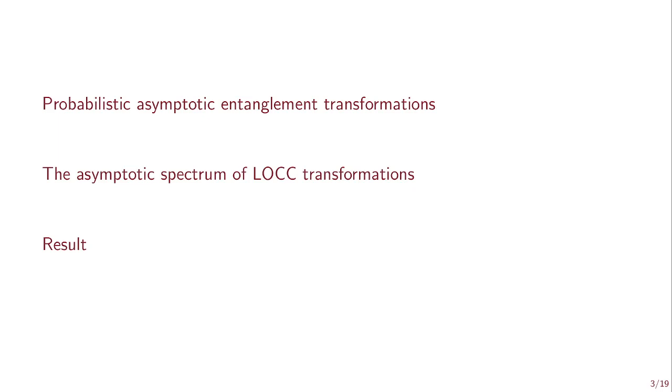So I'll be talking about probabilistic entanglement transformations, and these will be the kinds of transformations that can be bounded using this entanglement measure, and the so-called asymptotic spectrum of LOCC transformations, which gives a way to systematically study the relevant entanglement measures. In this problem, we'll see how this result fits in this picture.